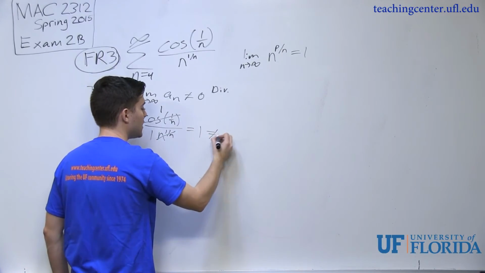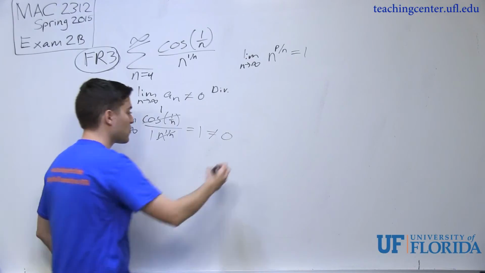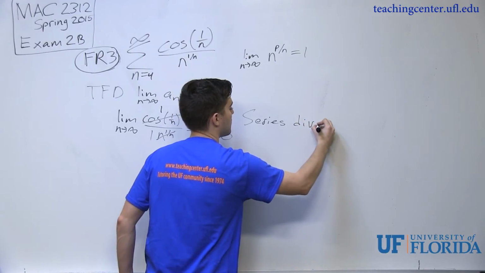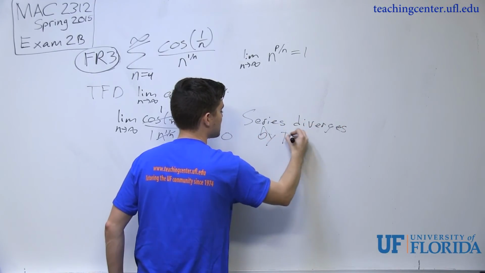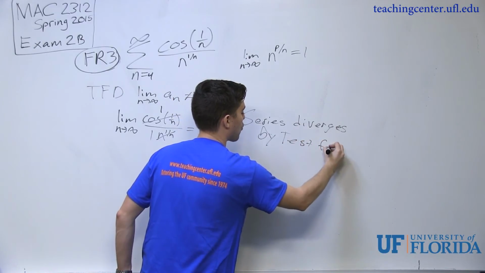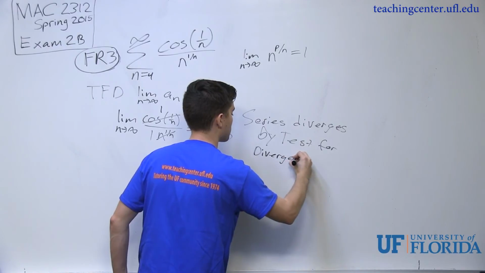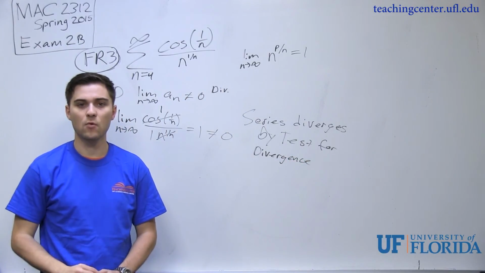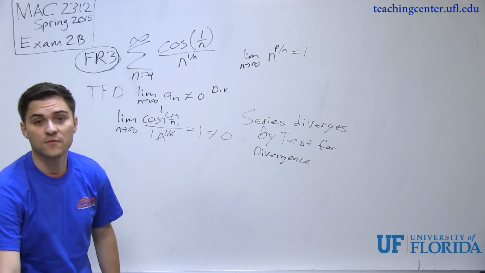1 is not equal to 0. Because 1 is not equal to 0, this series diverges by test for divergence. Or you could also call it the nth term test. There's a couple. But regardless, the series diverges by nth term test or test for divergence.